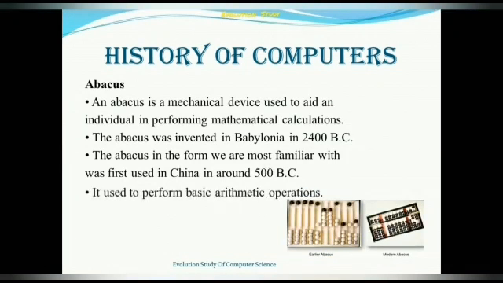Now let us talk about the history of computers. Abacus. An abacus is a mechanical device used to aid an individual in performing mathematical calculations. The abacus was invented in Babylonia in 2400 BC. The abacus in the form we are most familiar with was first used in China around 500 BC. It is used to perform the basic arithmetic operations.